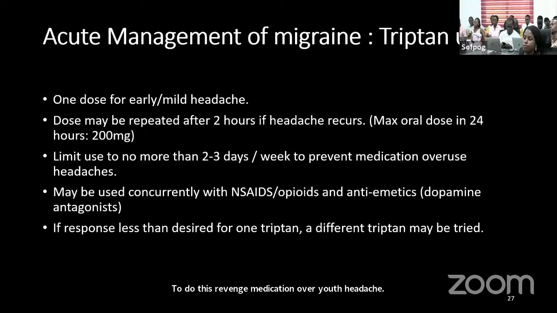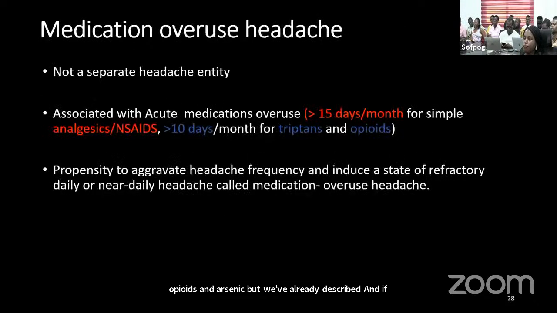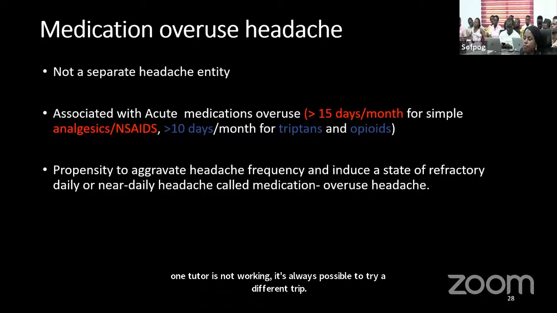The triptans may be used concurrently with NSAIDs or opioids and antiemetics that we've already described. And if one triptan is not working, it's always possible to try a different triptan. Medication overuse headache. Now let's segue into this.